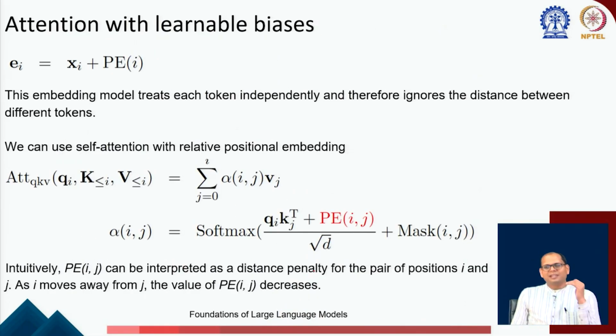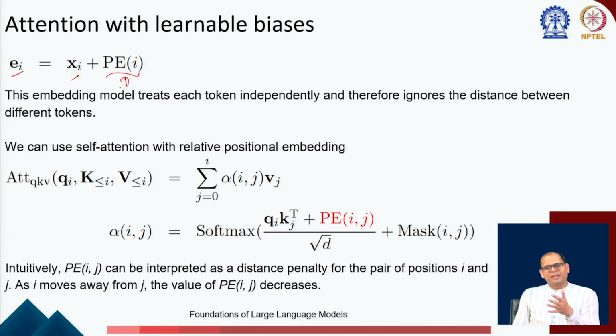So now let us go and discuss in detail different sorts of attention frameworks apart from what we have already talked about. So one is attention with learnable biases. Remember, this is the formulation we talked about: the embedding at the ith position is the word embedding plus the positional embedding. So what happens here is, for each token you have independently taken the positional embedding, and you do not worry about the distance between the tokens.